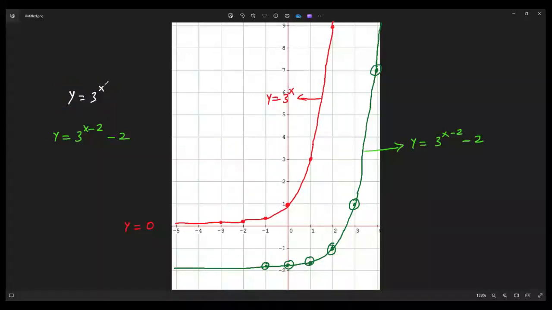So since we shifted the graph of the basic function 2 units down, for the given function the horizontal asymptote is y equals negative 2. The reason is the basic function has been shifted vertically 2 units down. So the horizontal asymptote y equals 0 becomes y equals negative 2 for the given function.